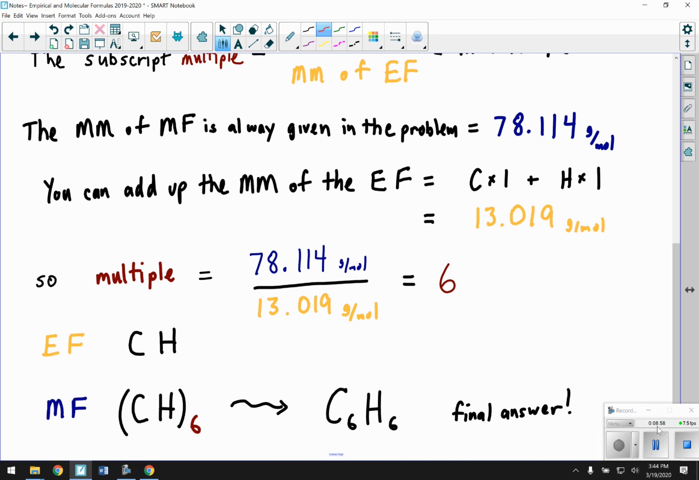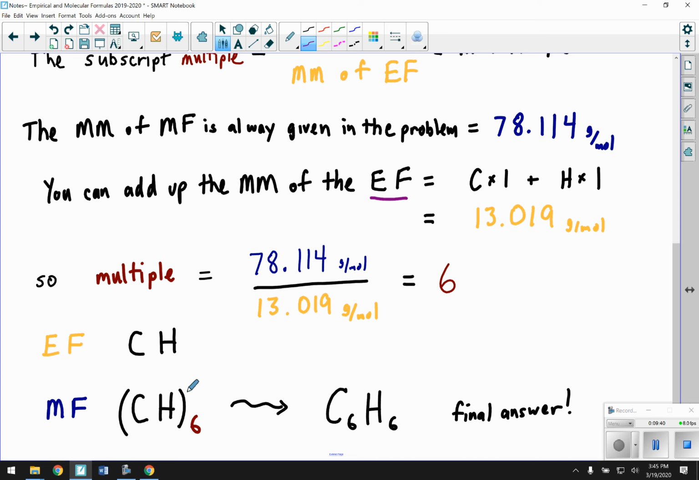So the molar mass of the molecular formula is always given in the problem, and it was 78.114 grams per mole. Then all you have to do, when you're given the empirical formula as you were, is add up the molar mass of the empirical formula, which would be carbon times 1 in this case, and hydrogen times 1. And so the molar mass of the empirical formula is 13.019 grams per mole. So my multiple, according to my formula, is the molar mass of the molecular formula divided by the molar mass of the empirical formula. And when I divide that out, I get 6.